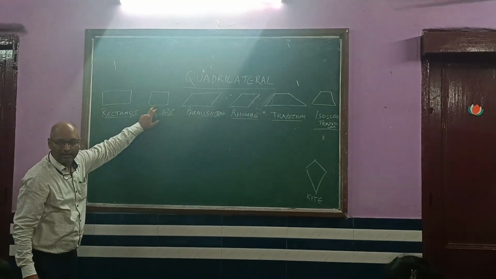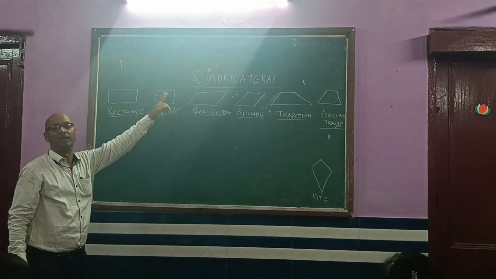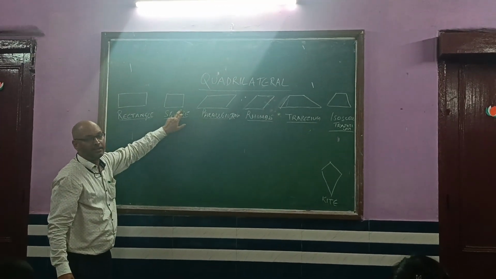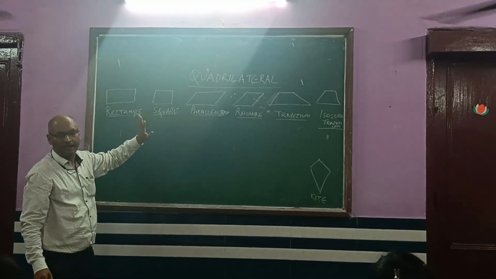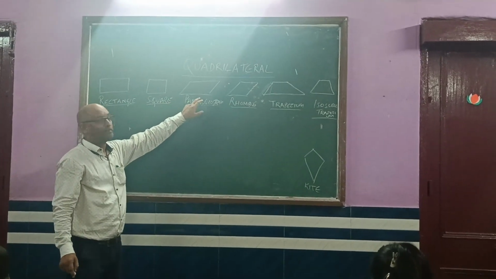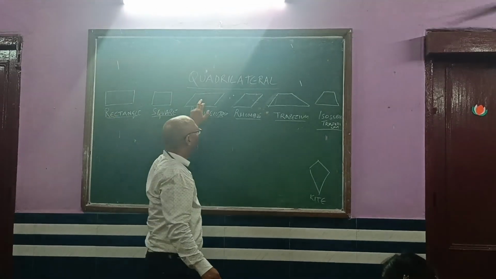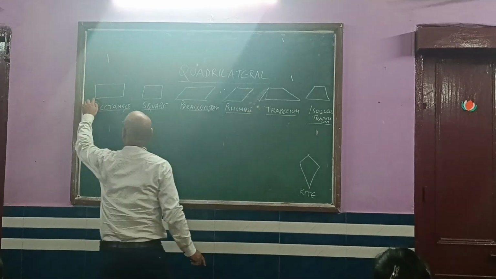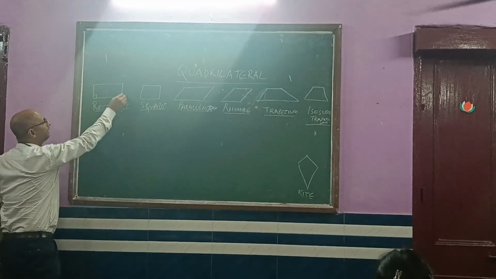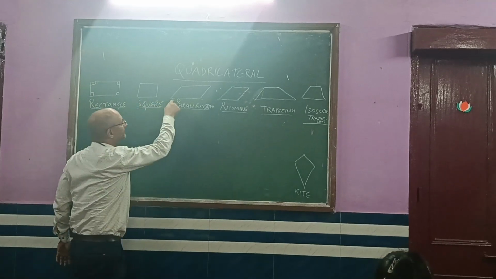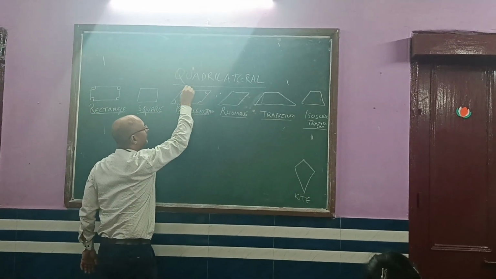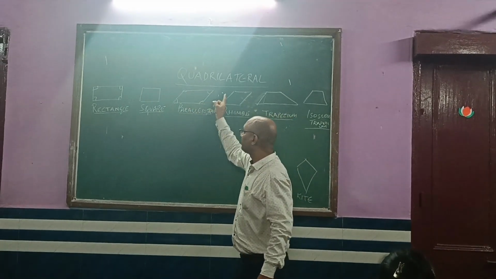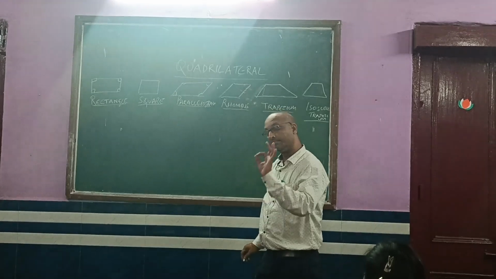What is a square? A square is a quadrilateral whose all sides are equal. Opposite sides are parallel. All angles are 90 degree and diagonals bisect each other at 90 degree. Parallelogram. A parallelogram is a quadrilateral whose opposite sides are equal and parallel. No angles are 90 degree. In a rectangle, all the angles are 90 degrees. But in this case, nothing is 90 degree. They have different angles. And diagonals bisect each other.